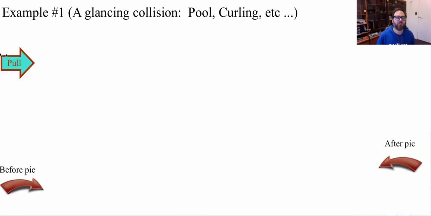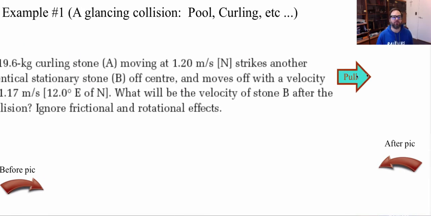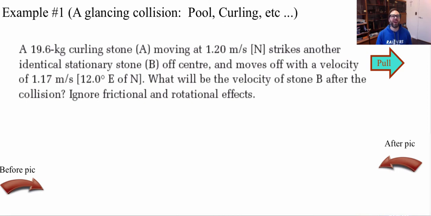So let's take a look at our first example, which has to deal with curling. In this one, we have a 19.6 kilogram curling stone moving at 1.2 meters per second north, which strikes another identical curling stone off center. It moves off with a velocity of 1.17 meters per second at 12 degrees east of north. What will be the velocity of the second stone that it hits after the collision? For this, like normal, we're going to be ignoring friction and rotational effects.